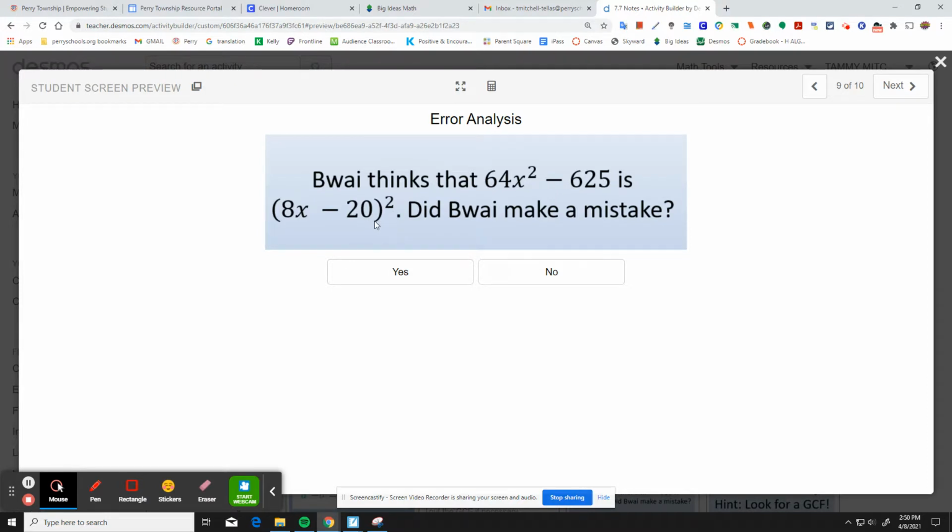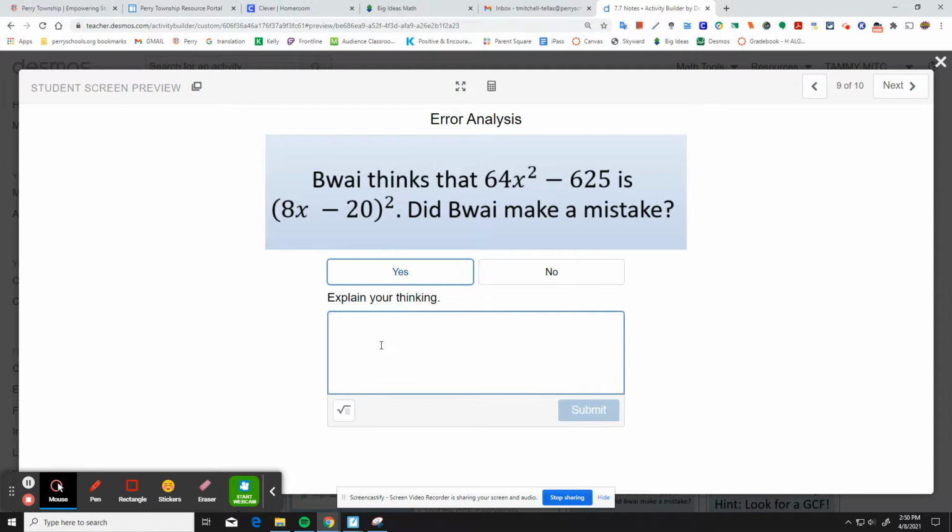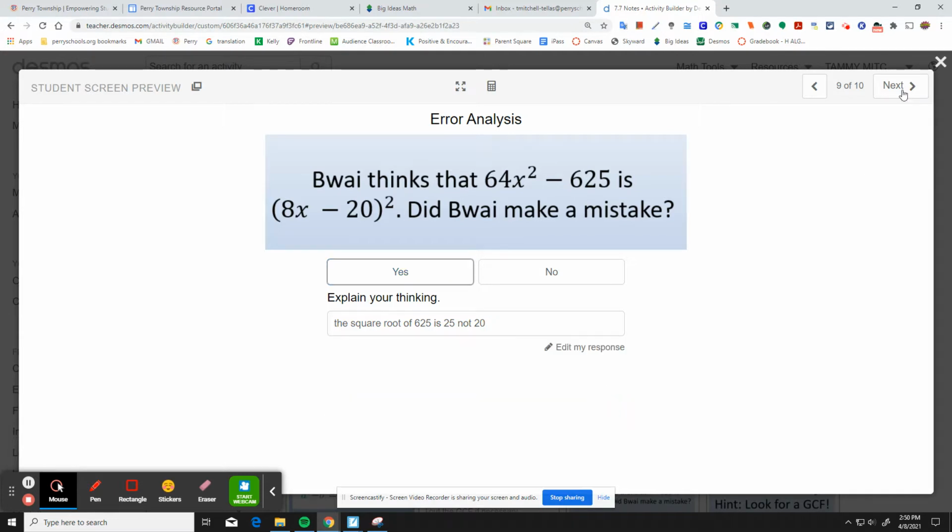I think it's 25. So the square root of 625, let's figure that out. 625 square root. Yeah, it's 25. So he did make a mistake. I would say that the square root of 625 is 25, not 20. And then you could submit it.